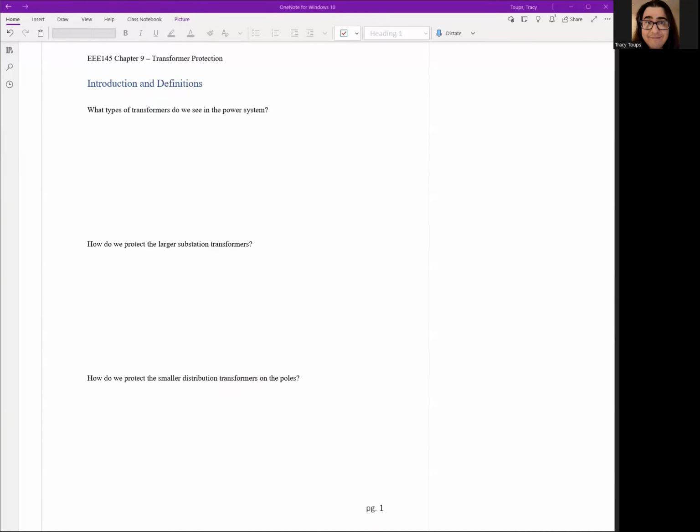EEE 145, Chapter 9, Transformer Protection. So everybody, let's go ahead and start talking about transformers. Like always, do an introduction and definitions.